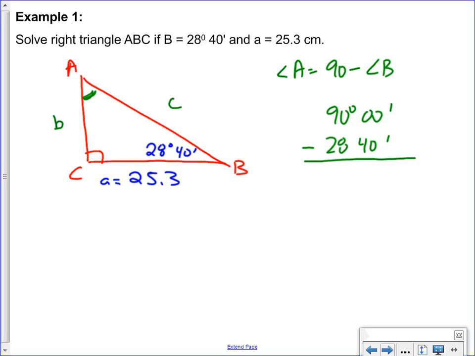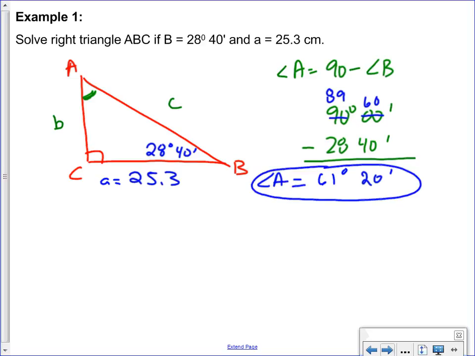Usually, since we know the right angle is there, the other 2 angles are complementary. So you just subtract. I can't take away from 0, so 89 degrees and 60 minutes minus 28 degrees 40 minutes gives 61 degrees 20 minutes. So angle A is equal to that, which is perfect. That's one thing.